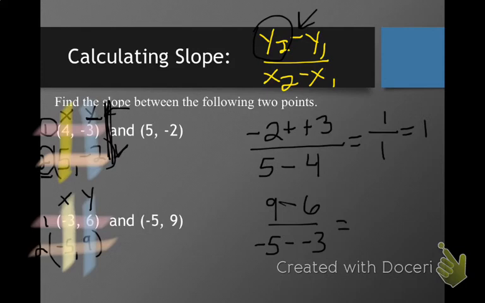9 minus 6 is 3. Gonna keep, change down here. -5 plus 3, subtraction, and I end up with -2. So this slope is an improper fraction that cannot be simplified. 3 over -2.